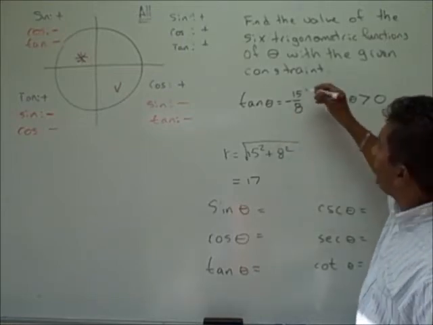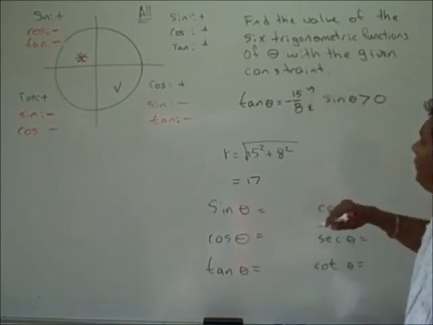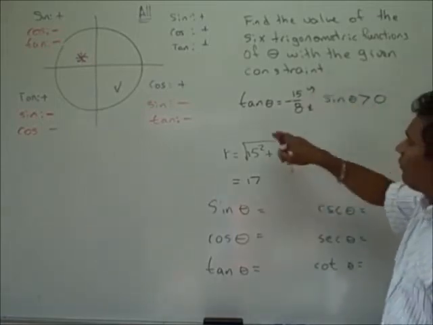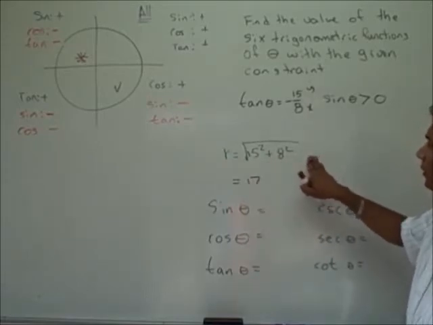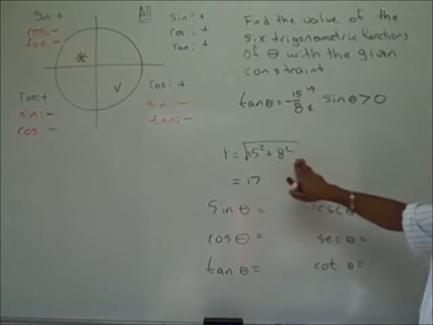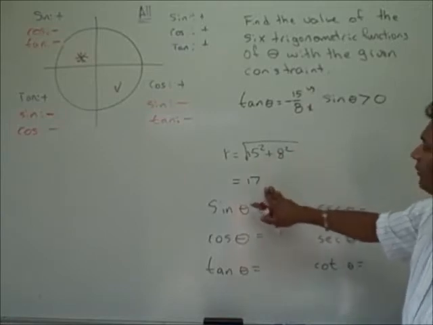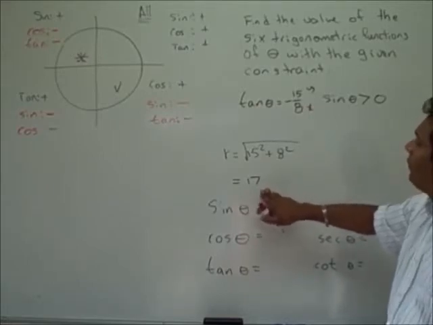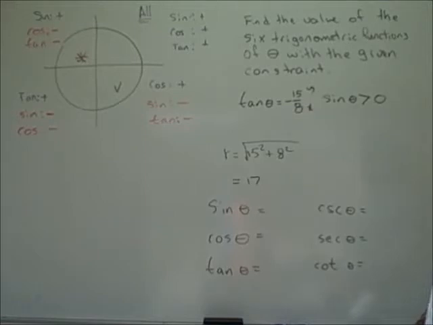We know from our identities that tan is equal to y over x. From this we can find r. R is equal to the square root of y squared plus x squared. 15 squared is 225 plus 8 squared is 64. That's 289, and the square root of 289 is 17. Now that we have r and x and y, we should be able to find all six trig functions.